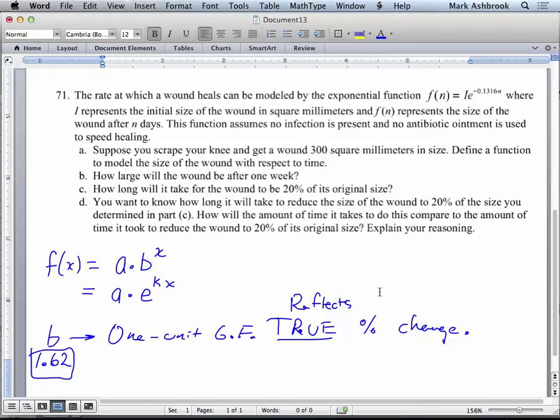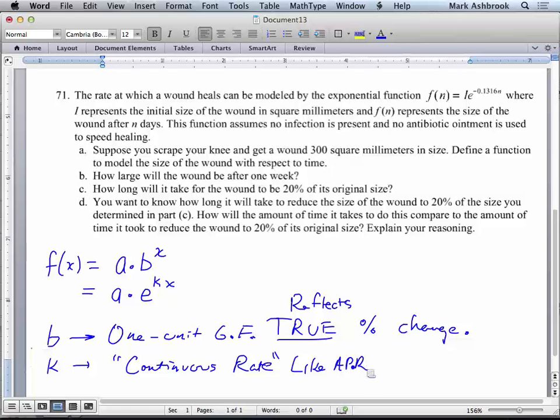But then on Tuesday, we started talking about this number K. K was called the continuous rate. Does K reflect the true percent change? It's a rate. Is it the true percent change? Remember, this one is not, because this one is like APR. And it's not the true percent change.